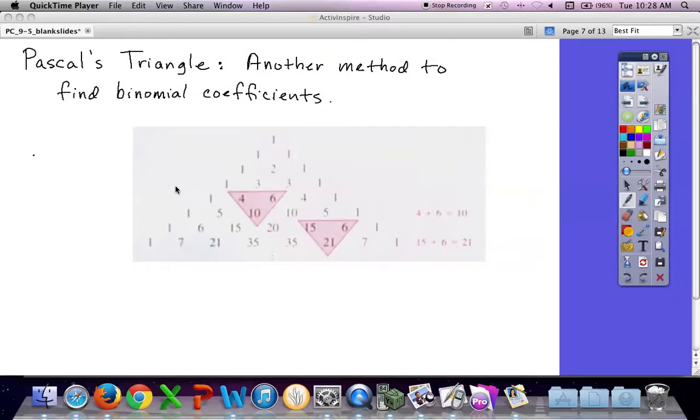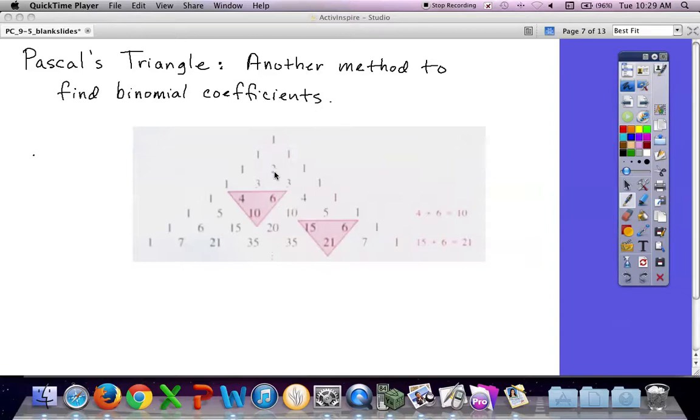Pascal's triangle is another way we can get these binomial coefficients, and it's very easy for you to construct. You've noticed the pattern here. This is a triangle. It's got one on the top. It's got ones going down the sides of the triangle here. And you get the numbers in any particular row by adding up the numbers that are above it to the left and to the right.